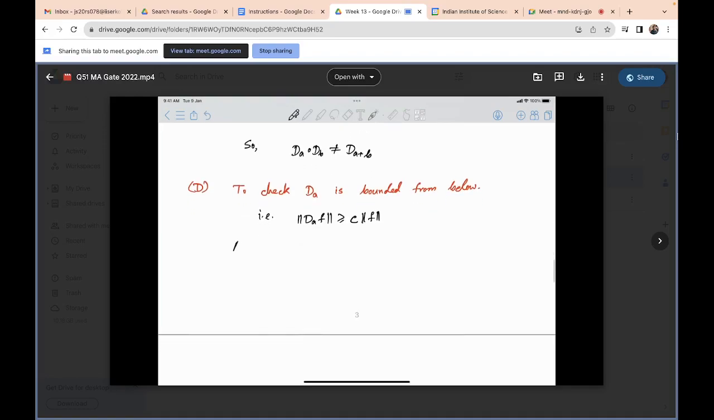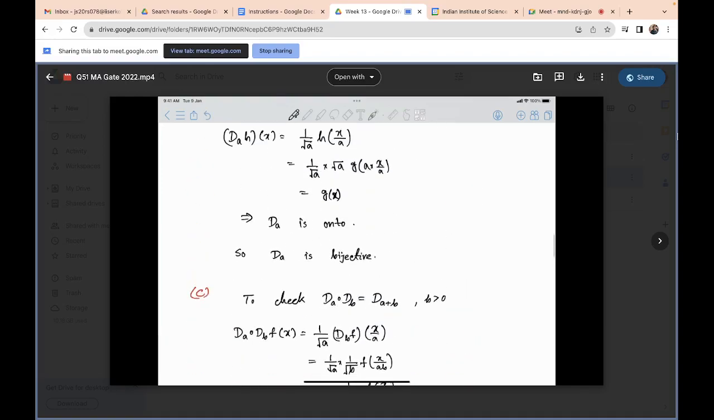So note that the norm of dA of f is the same as the norm of f. Because this is an isometry, here C you can take to be 1, which trivially says that this is bounded from below. So dA is bounded from below, with C equal to 1 and equality also holding. So option number D is also correct.